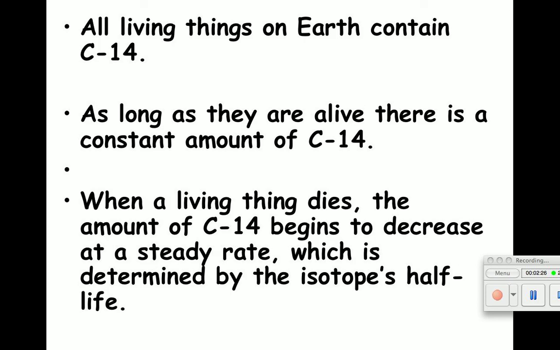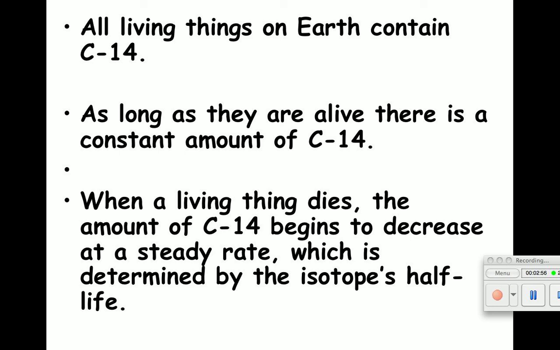Now, all living things on Earth contain carbon-14, and as long as you're alive, there's a constant amount of carbon-14 in you. So all living things on our planet are what we call carbon-based life forms. We take in carbon continuously. Plants take that carbon from the atmosphere in the form of carbon dioxide into their leaves, and then we take in the carbon from eating the plants and so forth. So when a living thing is alive, all of its carbon is carbon-14 that it's incorporated.